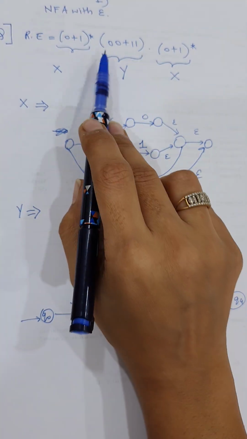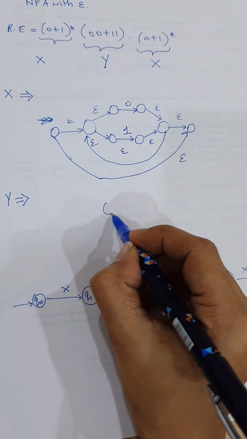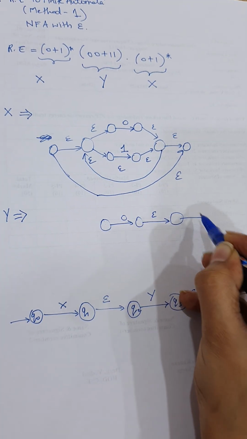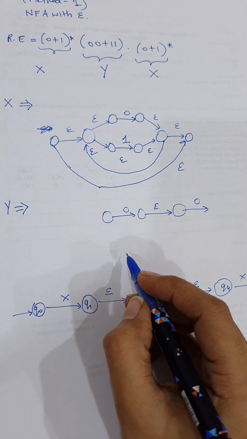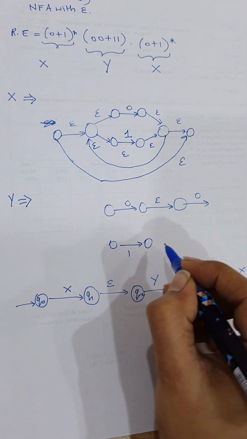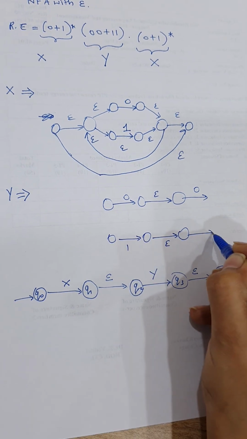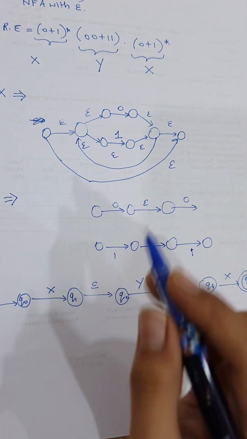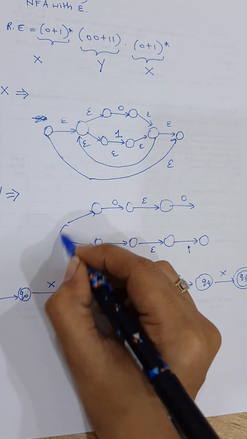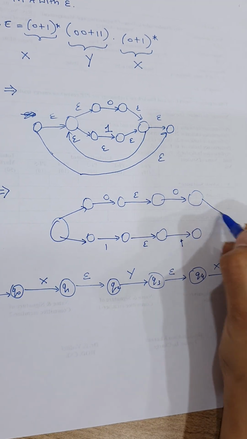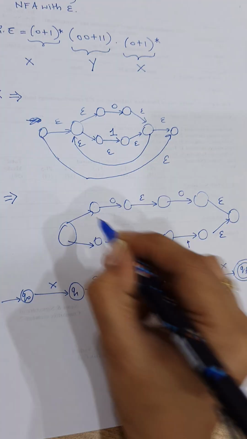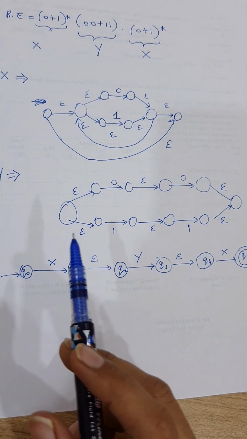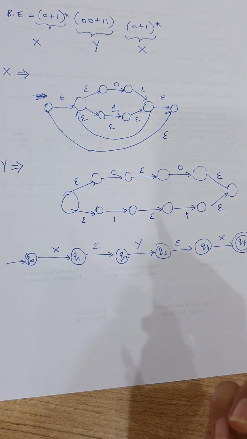Next is Y. So this is 0, 0 plus 1, 1. So I'll have to represent 0, 0 first. So to represent 0, 0, the connection would be with epsilon. And next is 1, 1. So this is connecting 1, 1 with epsilon. And now place both of these with the plus representation, and the transitions would be epsilon transitions. So all these circles are our states which we can give names, or you can keep it as it is.